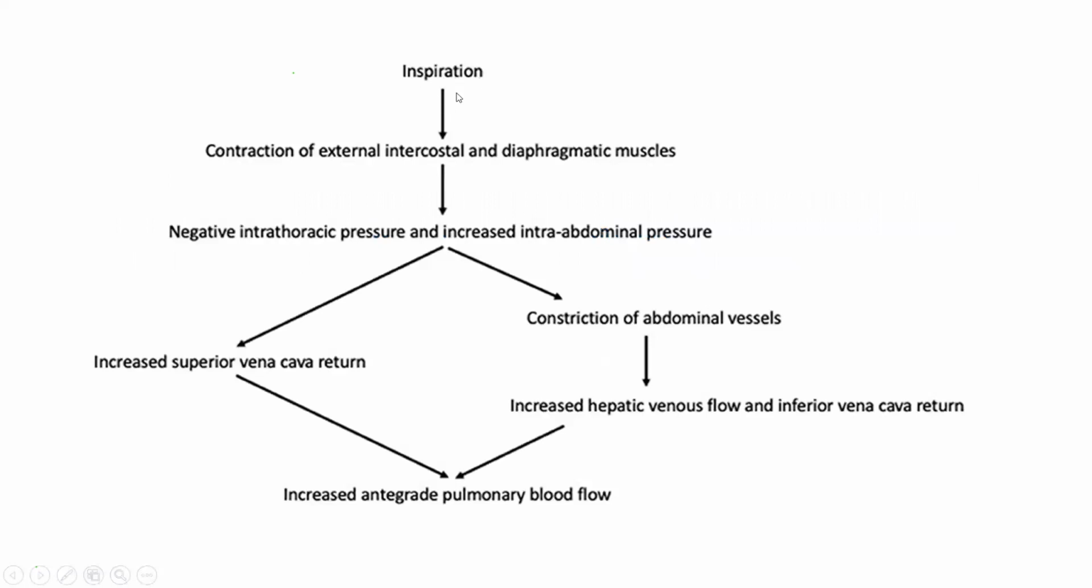Like in inspiration, there is a contraction of external intercostal muscle and diaphragmatic muscle. There is a creation of negative pressure intrathoracically and an increase in intra-abdominal pressure. So it causes increased superior vena cava return and increased antegrade pulmonary blood flow. And constriction of abdominal vessels causes increased hepatic venous flow into the IVC, and ultimately it increases the antegrade pulmonary blood flow.